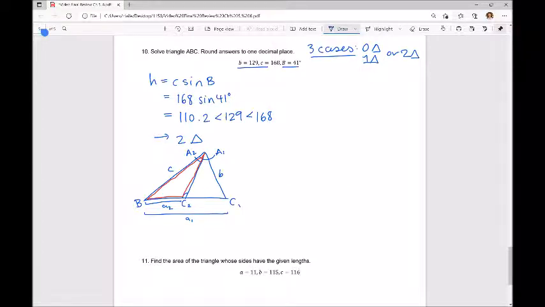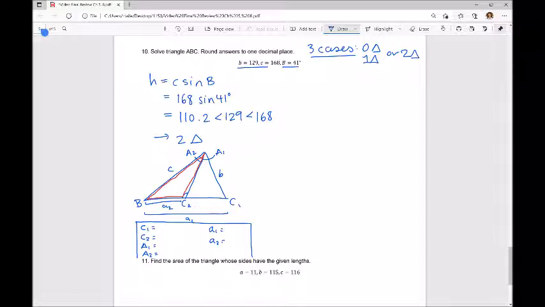Okay, so let's figure out everything we need to find. Let's draw our little box so we make sure we don't forget anything. We already have angle B, so I'll just put the things we need in the box. We need angle C1, we need angle C2, we need angle A1, and we need angle A2. And as for the sides, we need side A1 and side A2. So those are the 6 things we need to find.